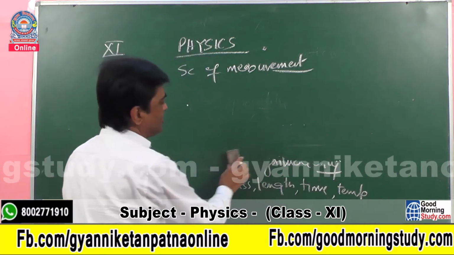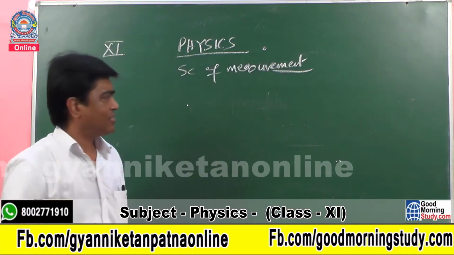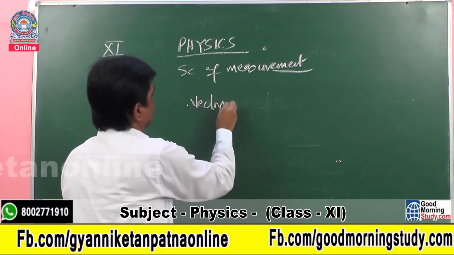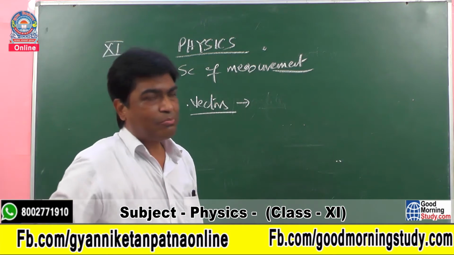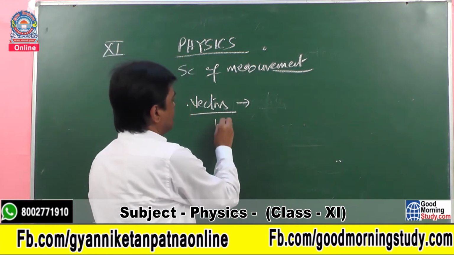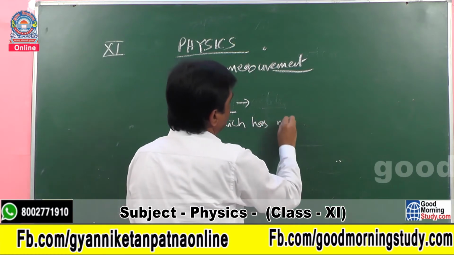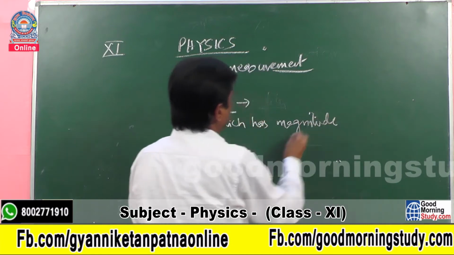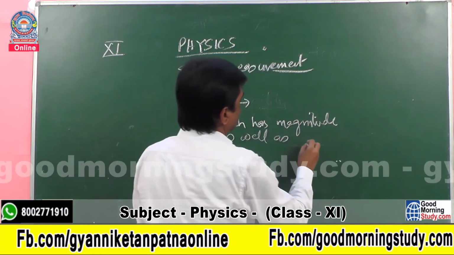Now we have to discuss about the vector, and you people also know about the vector. Vectors are those physical quantities which have magnitude as well as direction. Now we write about the vectors. Vectors are those physical quantities which have magnitude as well as direction.